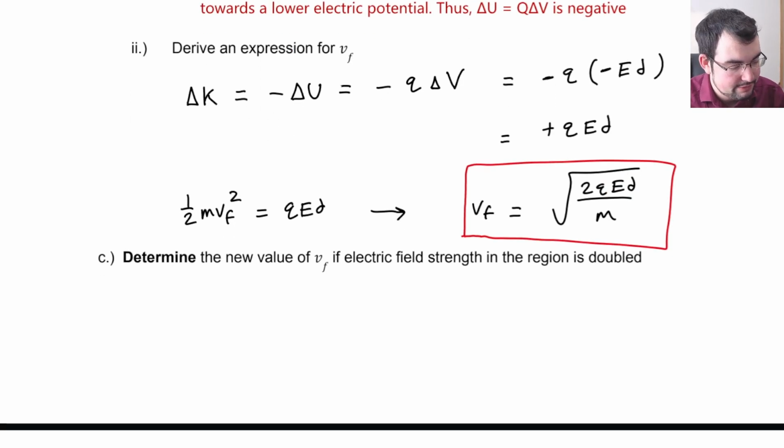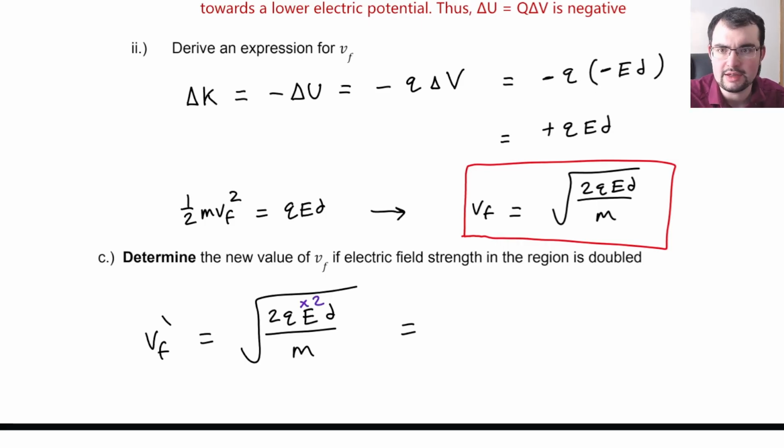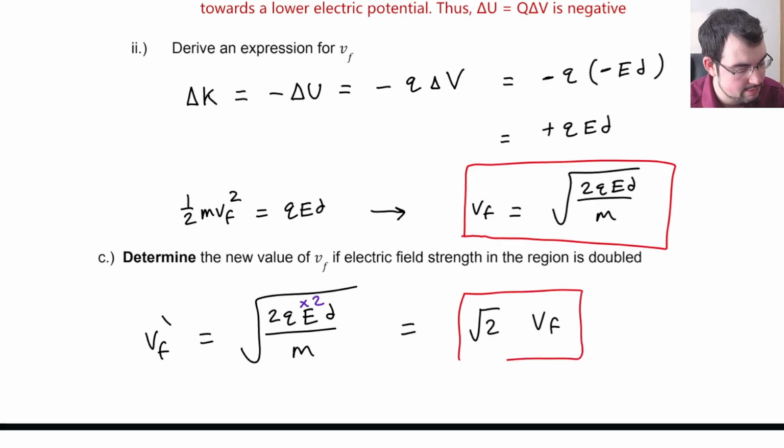What's our new Vf if we double the E field strength? Well, if we double the E field strength, where does that come into play? Well, that's right here. We're just doubling the E field. So if you double the E field, we have doubled the thing under the square root in the numerator, so we just get root 2 as our factor of change. Pretty straightforward.